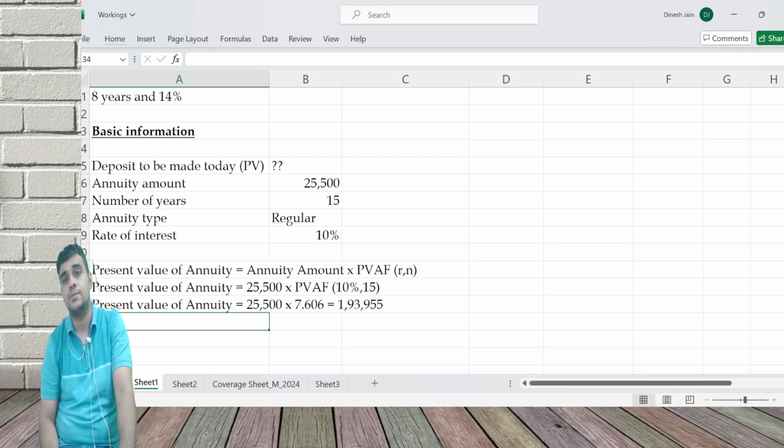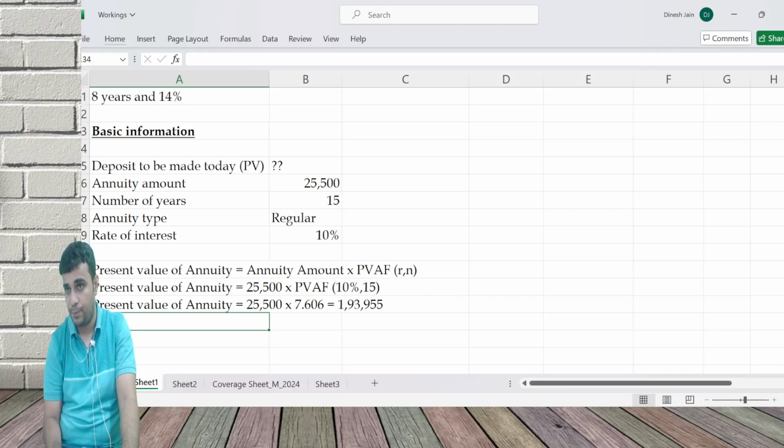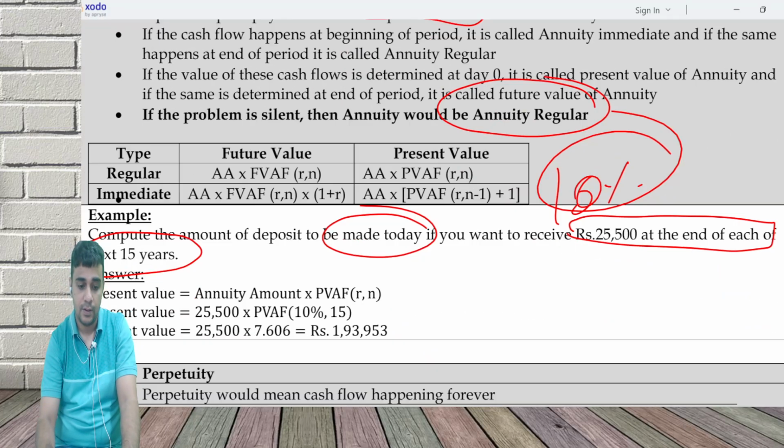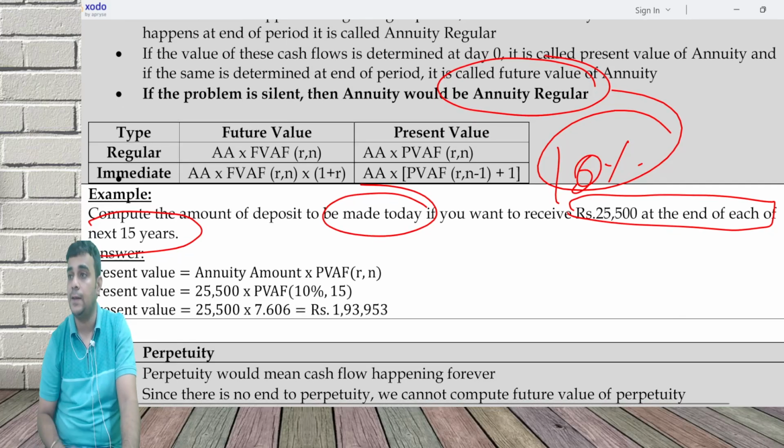Any doubts on this? What happened? Is there a confusion? Guys, please sort out the confusion if you have. Let me know in case you need any explanation from my side. Unless you tell me, I cannot explain it. Is there a confusion? No. Can we proceed? 193,953.